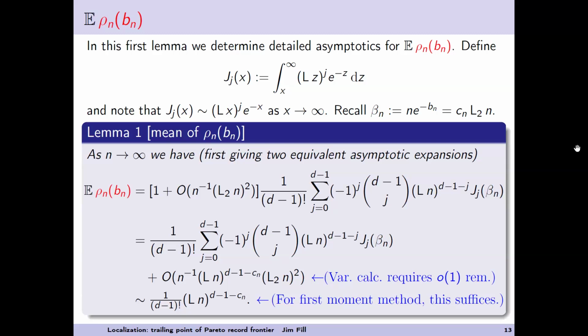A natural first reaction in looking at this is, do you really need a full asymptotic expansion? Couldn't you just give the lead term and be satisfied with that? After all, for the first moment method, we just need an upper bound on the mean. The answer is yes, for the first moment method we could get by with just the lead order asymptotics. However, in doing the variance calculation, we need much more precise information about the mean than the lead order term would give. So this is what we get. It involves these integrals that are sort of like incomplete gamma functions, except instead of being z to a power, it's log z to a power.